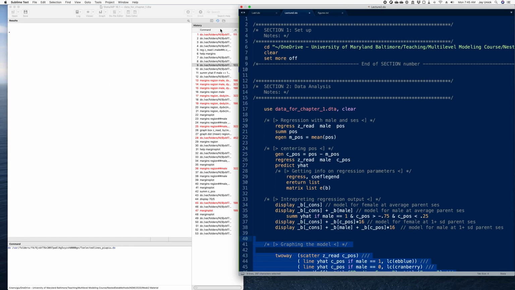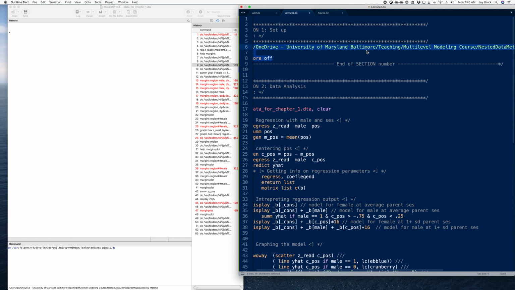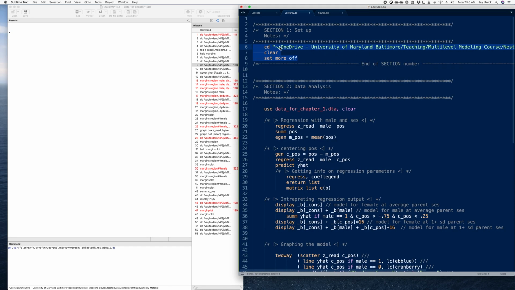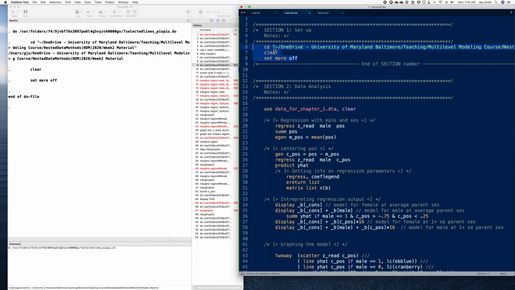Sorry, I forgot to clear all this stuff out for you. So here's my do file, which you have. So you have all of this. You can run it. You obviously have to change the path to the place on your computer where it is. All the stuff is stored on my computer. You have to change that to your computer. But given that you do that, all of this should run perfectly smoothly.